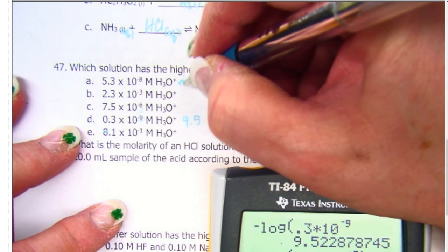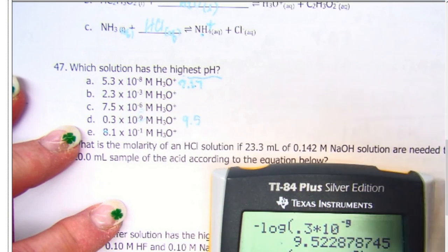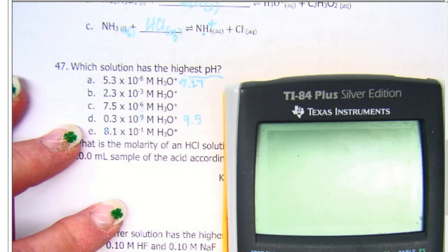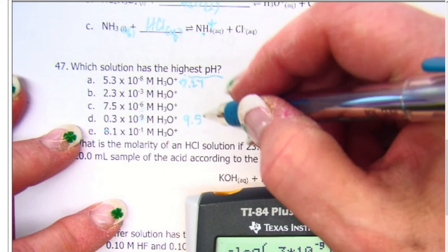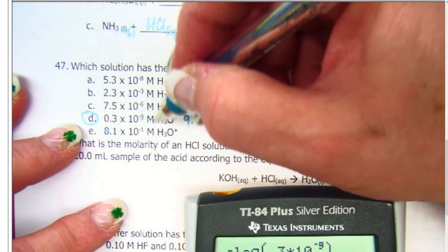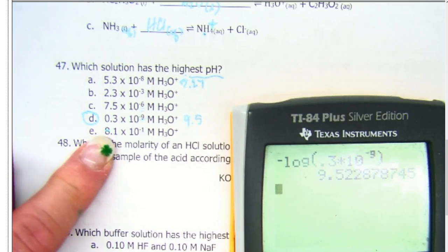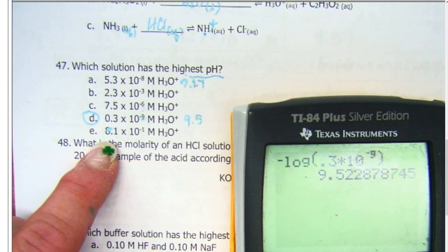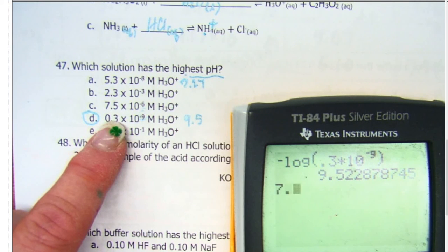And that gives us 7.27. So I'm just going to do that 0.31 again, minus, whoops, clear all, minus the log of 0.3 times 10 to the -9, close parentheses, 9.5. So this one's going to be my highest pH, D. These others will be a lower pH, and I can double check that by just picking the one below it. I'll do the one above it because I can't read the one below it.